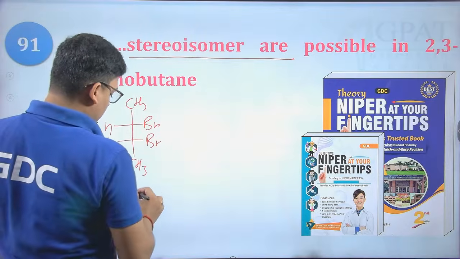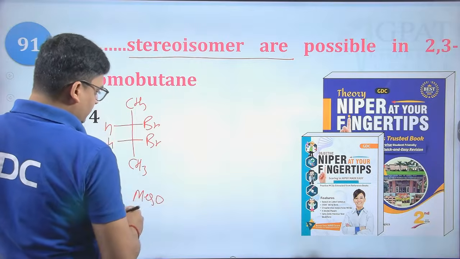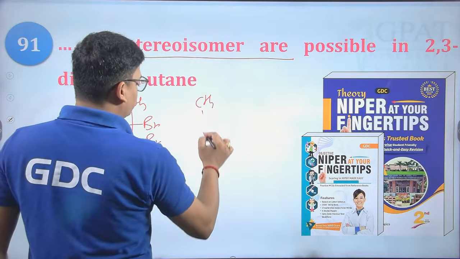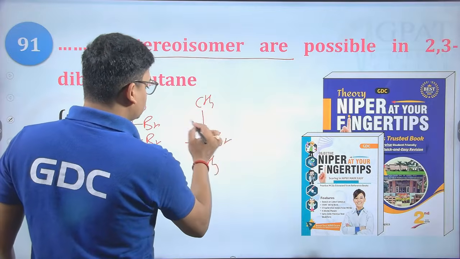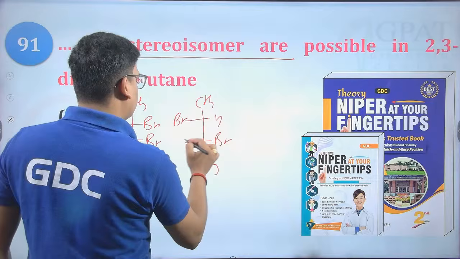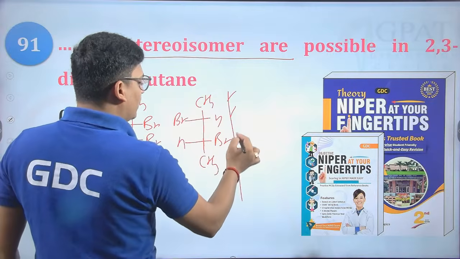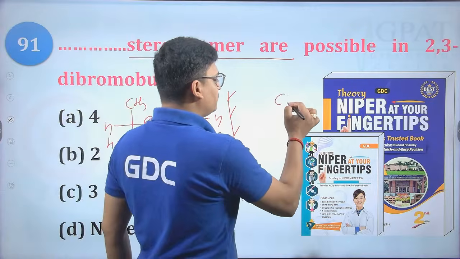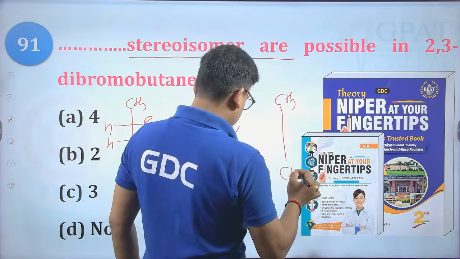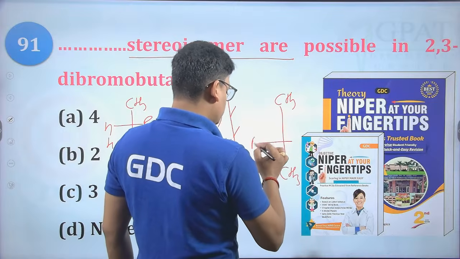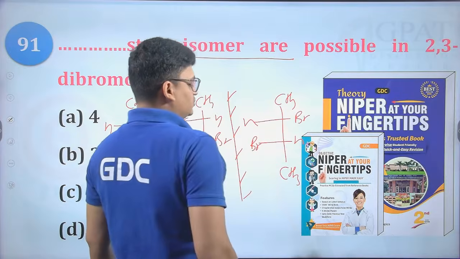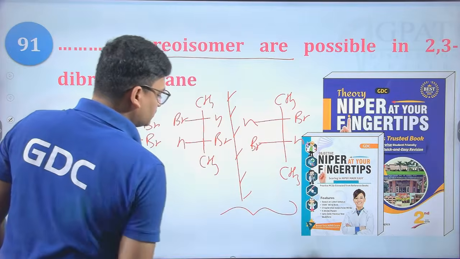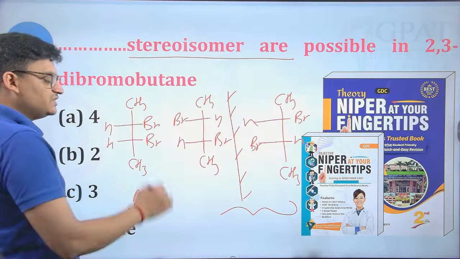This one is the meso form because of the presence of symmetry. It will have one bromine on this side and the other bromine on this side, while H, H is like this, and it's a mirror image. So Br here, H here, H here, Br here. So these two are enantiomers. This one is the meso form.